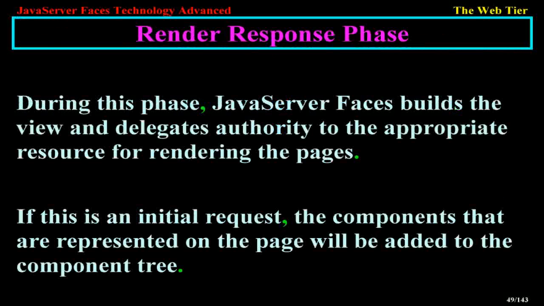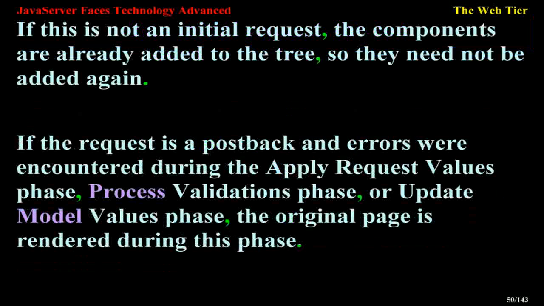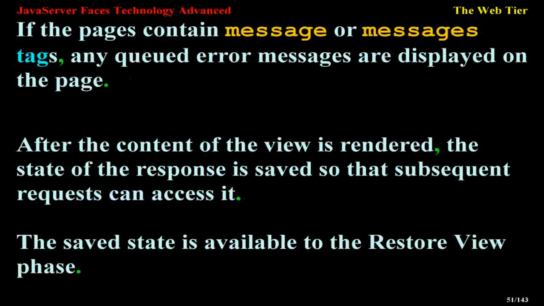RenderResponse phase. During this phase, JavaServer Faces builds the view and delegates authority to the appropriate resource for rendering the pages. If this is an initial request, the components that are represented on the page will be added to the component tree. If this is not an initial request, the components are already added to the tree, so they need not be added again. If the request is a postback and errors were encountered during the apply request values phase, process validations phase, or update model values phase, the original page is rendered during this phase. If the pages contain message or messages tags, any queued error messages are displayed on the page.